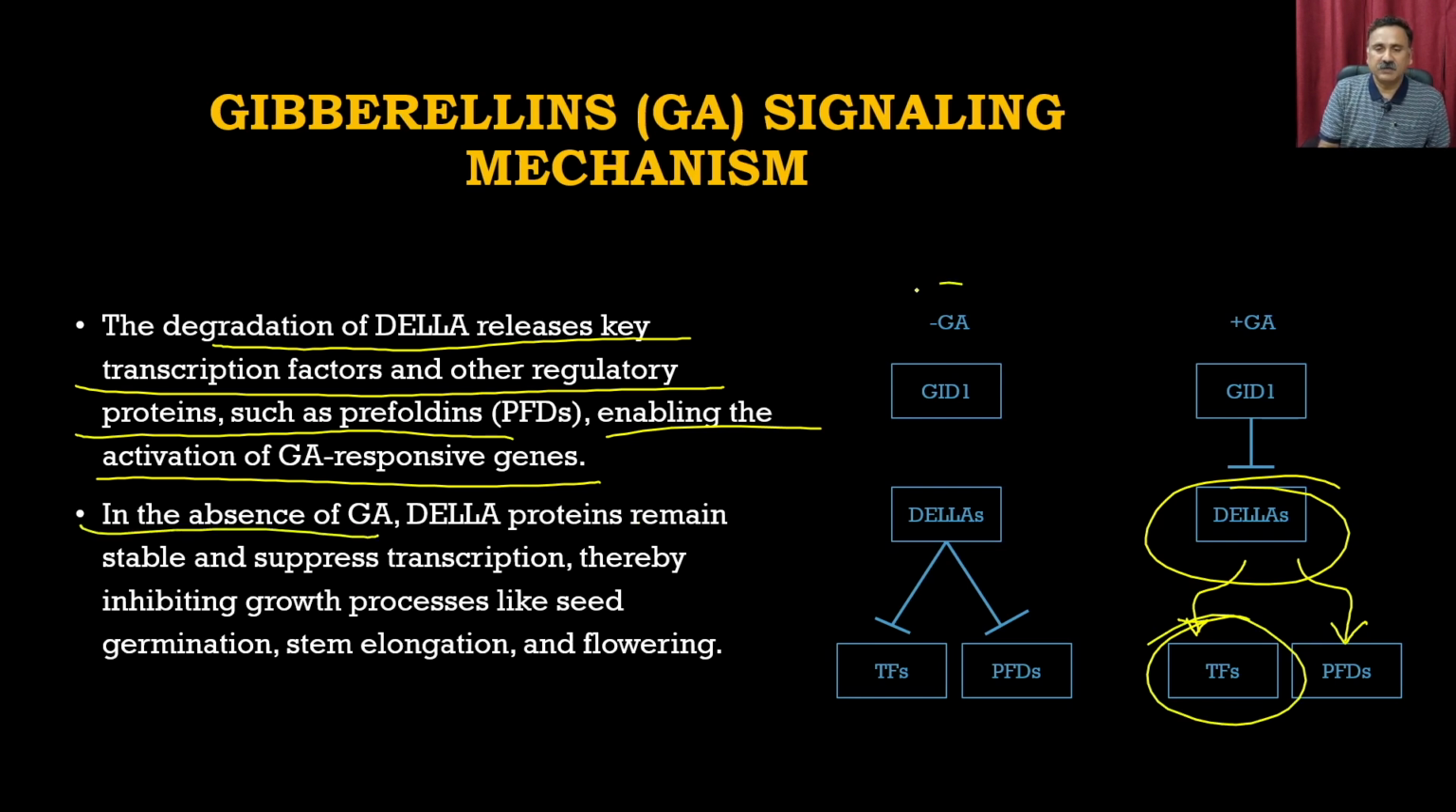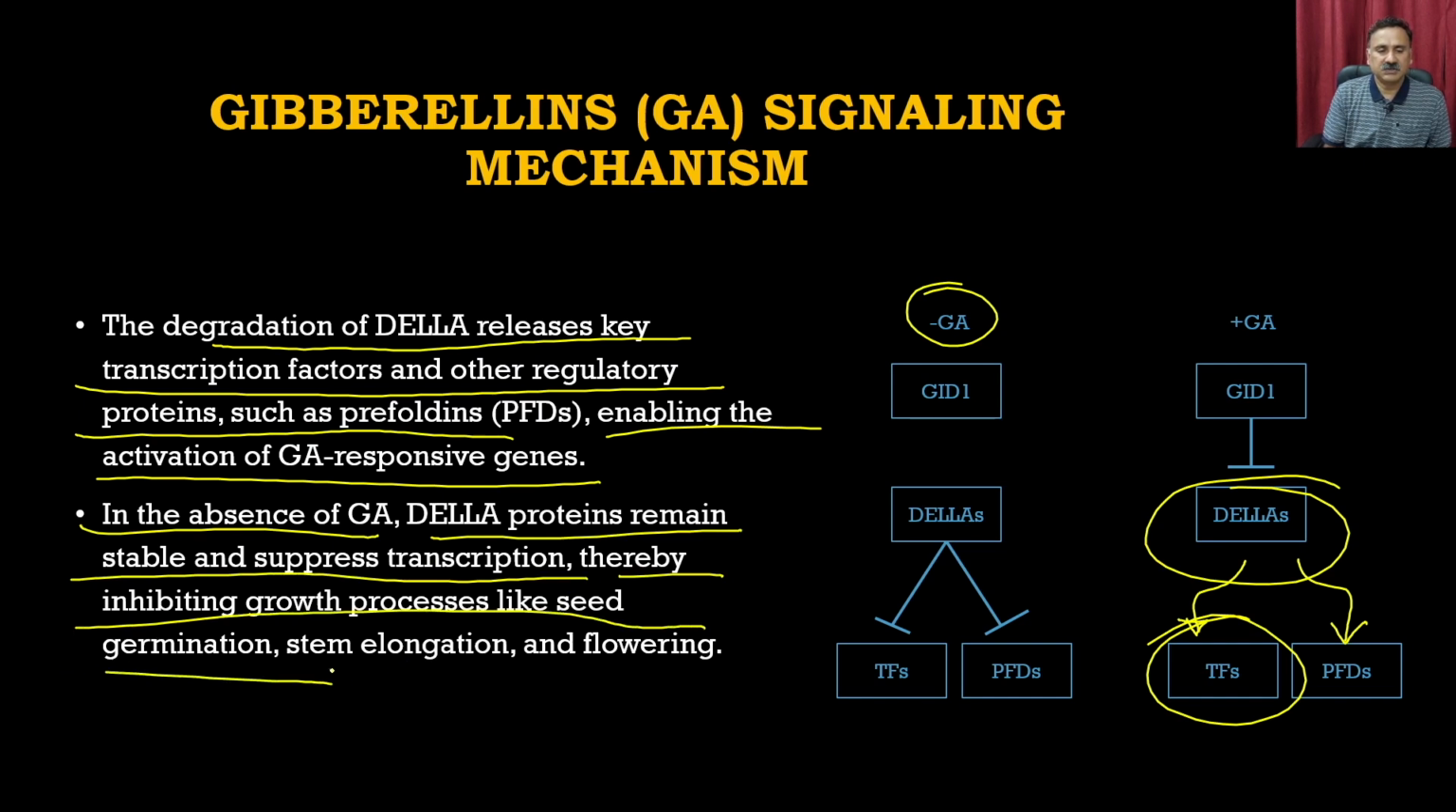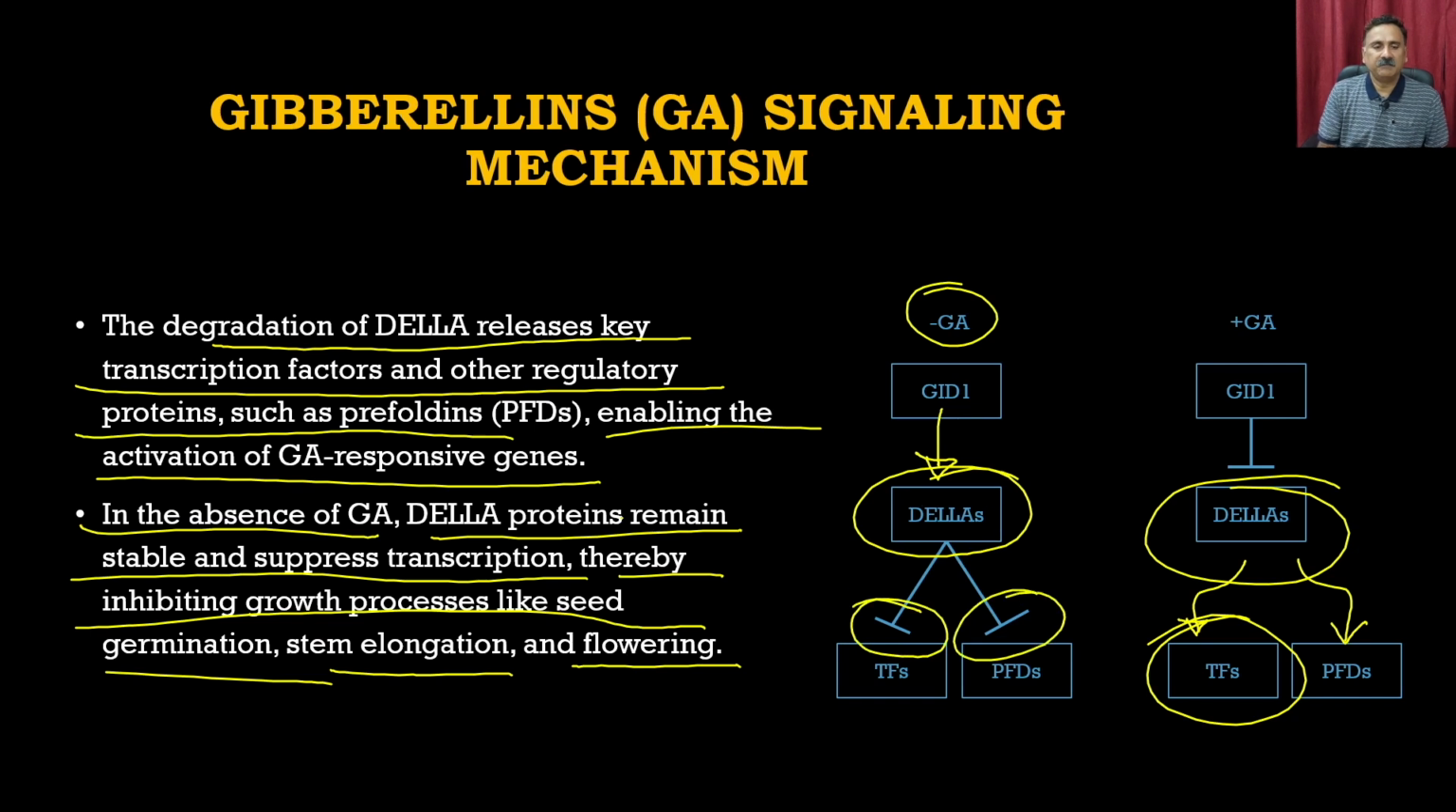In the absence of GA, the DELLA protein remains stable and suppresses transcription, thereby inhibiting growth processes like seed germination, stem elongation, and flowering, right? So when the GA is not present, the DELLA is maintained, and that is going to suppress the transcription factors and the prefoldins. And that's how it is not going to allow any of these processes which are governed by gibberellic acid, such as seed germination, stem elongation, and flowering.